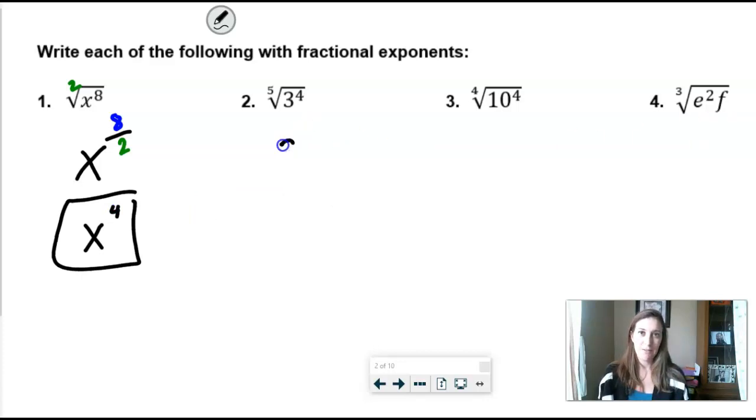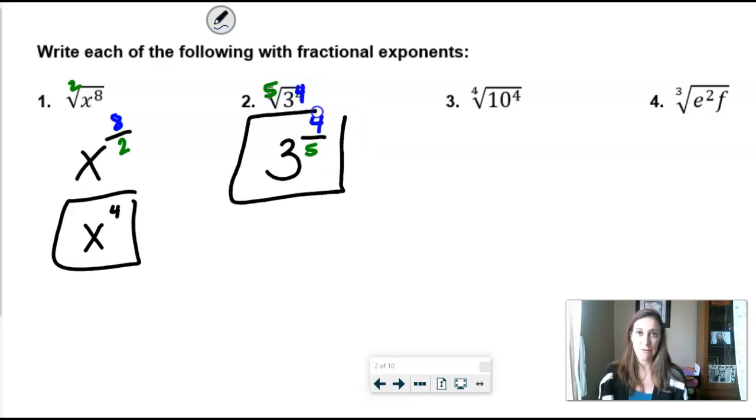So here we have a radicand, or a base of 3. The root, or the index number, is 5, so that's the denominator of the exponent. And then the power is a 4. So this is really the same thing as 3 to the 4/5 power.